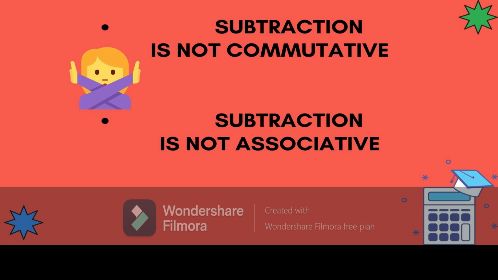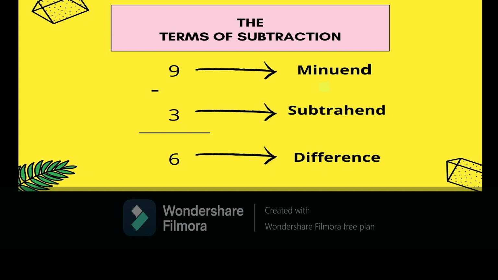Subtraction is not associative. By not being able to exchange the value of the minuend with the subtrahend, we cannot associate the values in a subtraction. Now, subtraction has fundamental properties, but first we are going to distinguish the terms of subtraction.